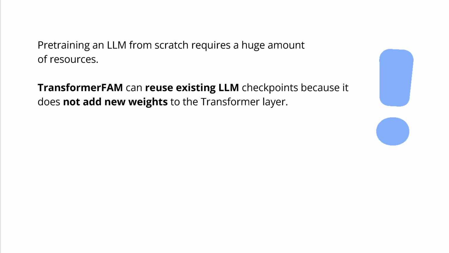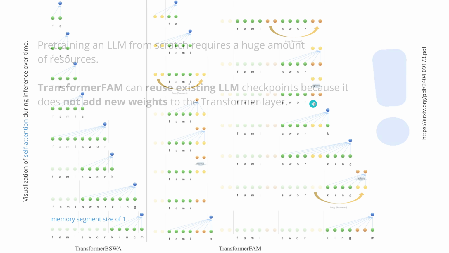There is something that is really amazing about this particular TransformerFAM structure, because you do not have to retrain other LLMs from scratch. This is a plug and play option. So you can reuse your existing LLM checkpoints, because this methodology does not add any new weight tensors to our transformer layers. So if you want an add-on, we can apply it to a lot of other LLMs that we already specifically trained for our particular task. And I think this idea is genius.